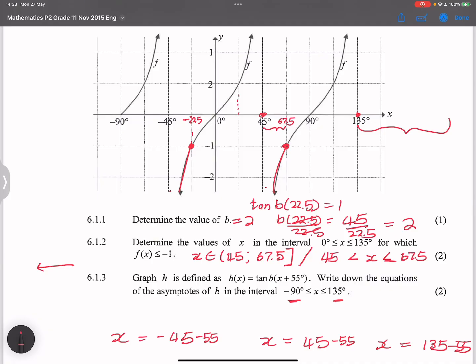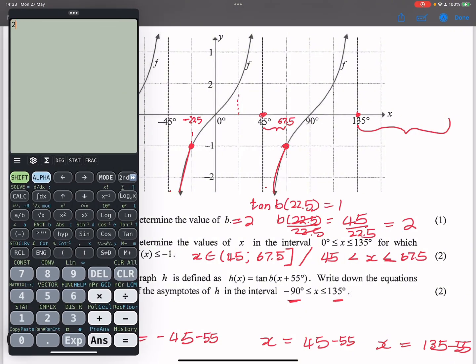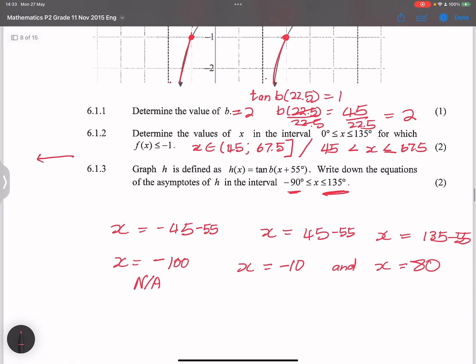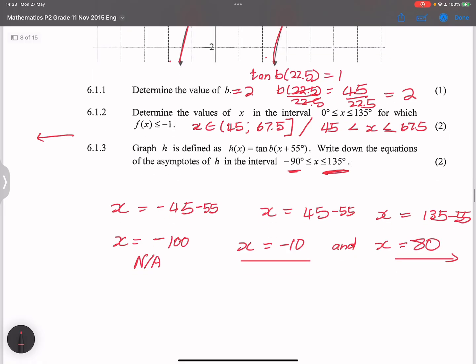Okay, so 225 minus 55. Let me just check that. 225 minus 55. That would be 170. Okay, so it does not actually fit within our restriction. So these are the two asymptotes that will fit within that interval. All right, so I hope that makes sense, ladies and gents.